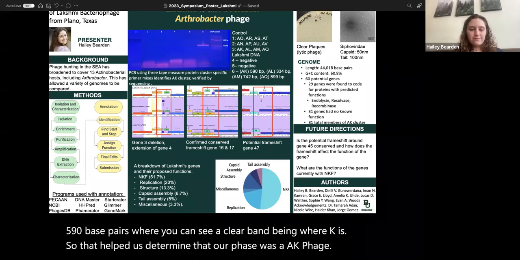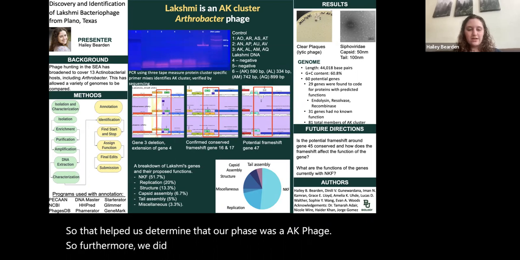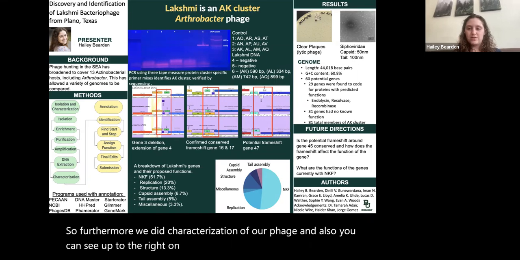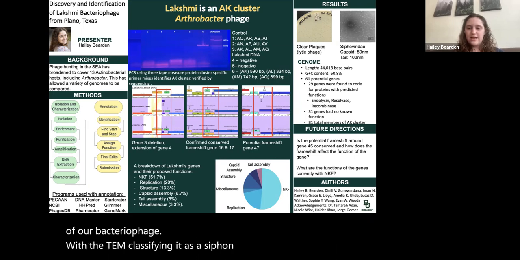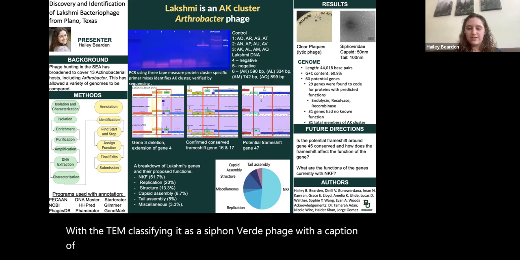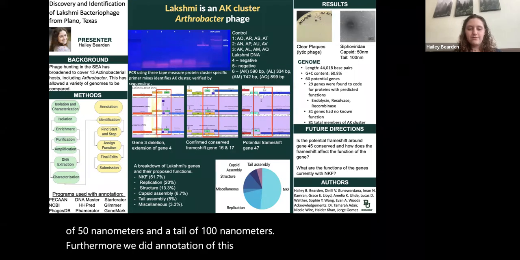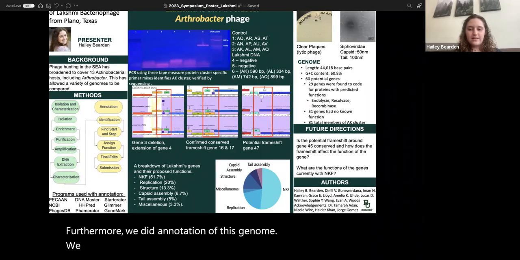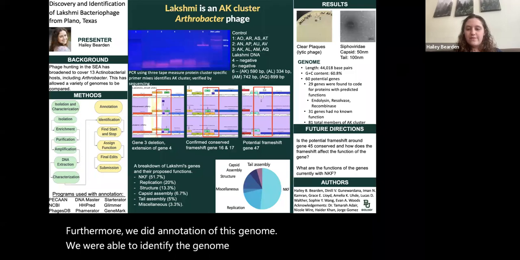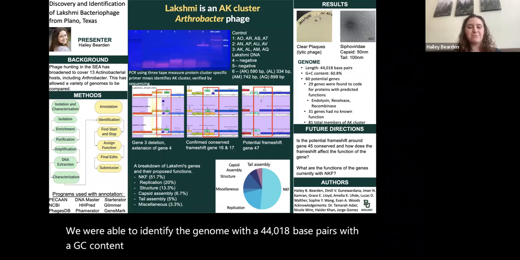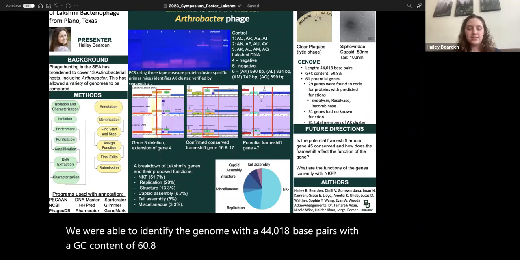Furthermore, we did characterization of our phage. You can also see up to the right on the screen under results an image of our bacteriophage with the TEM, classifying it as a Siphoviridae phage with a capsid of 50 nanometers and a tail of 100 nanometers. Furthermore, we did annotation of this genome. We were able to identify the genome with 44,018 base pairs, a G to C content of 60.8%, and 60 potential genes.